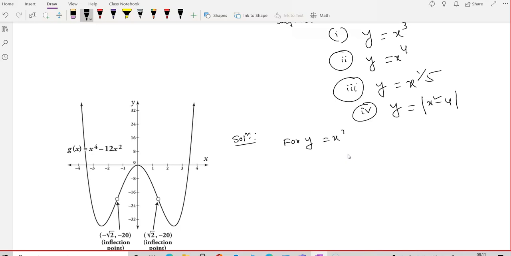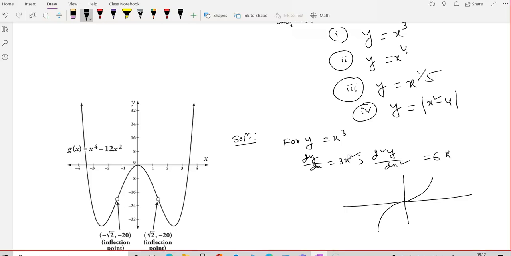For y equal to x cube, you can go for finding the concavity or convexity. dy by dx is 3x square, and d square y by dx square is equal to 6x. So for x greater than 0, it will be concave up. For x less than 0, it will be concave down.